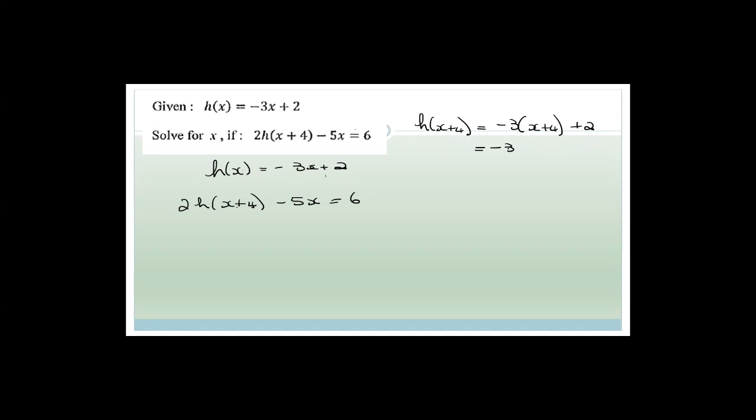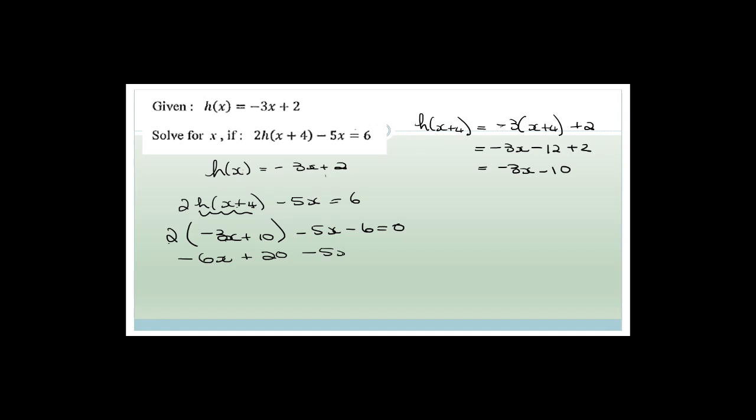So that becomes minus 3x, minus times the plus is a minus 12 plus 2, which is minus 3x minus 10, okay? So that is h of x plus 4. So now what we need to do is substitute this into there. So we've got 2 times minus 3x minus 10 minus 5x minus 6 is equal to 0. 2 times minus 3x is minus 6x minus 20 minus 5x minus 6 equals 0. Minus 6x minus 5x is minus 11x, minus 20 minus 6 is minus 26 equals 0. So minus 11x is equal to 26. So x is equal to 14 over 11.